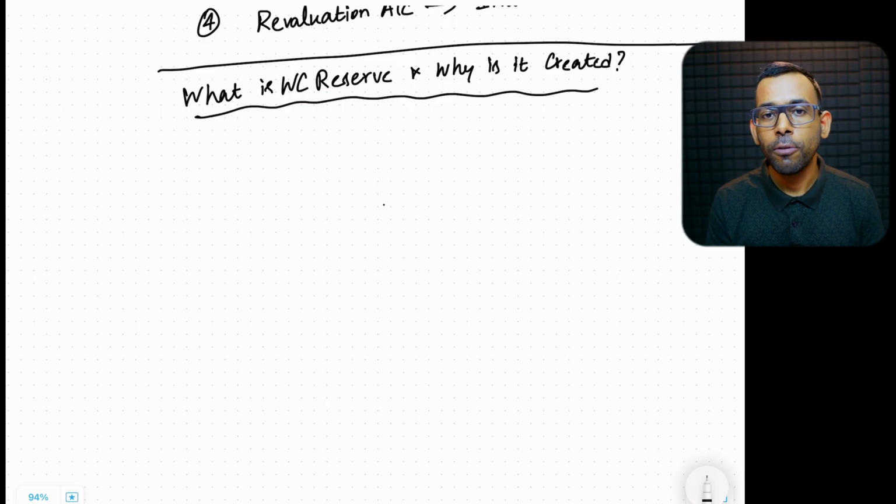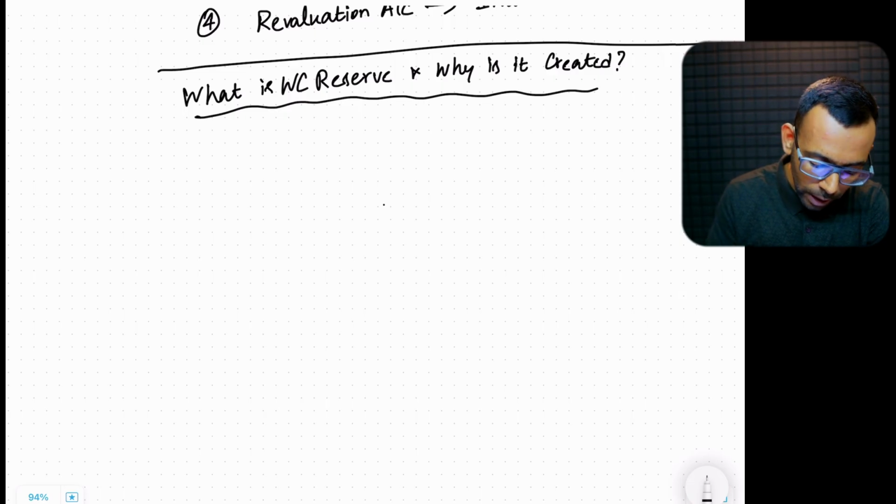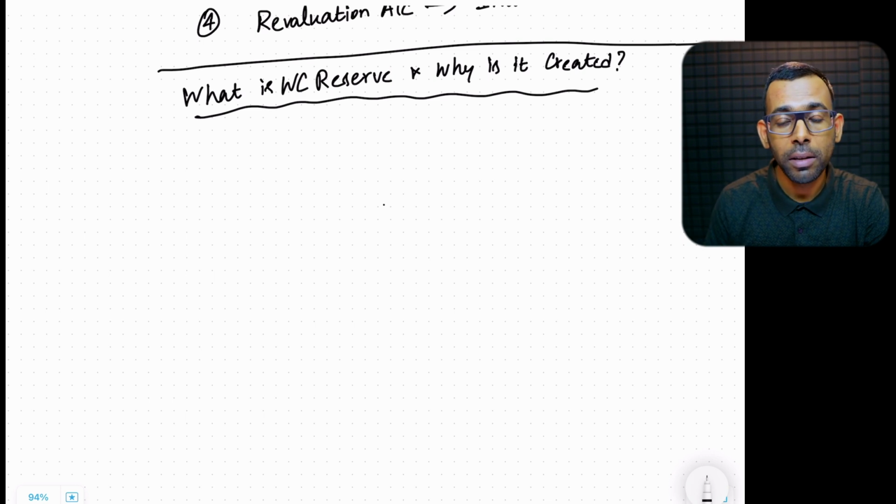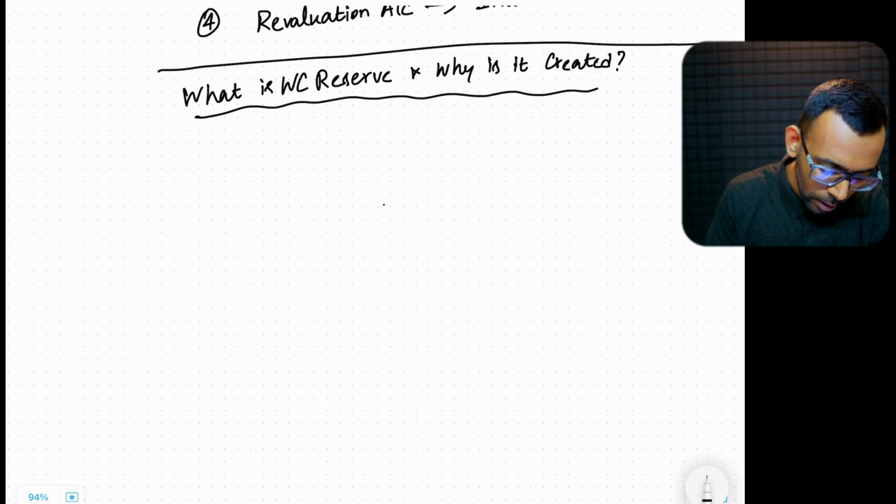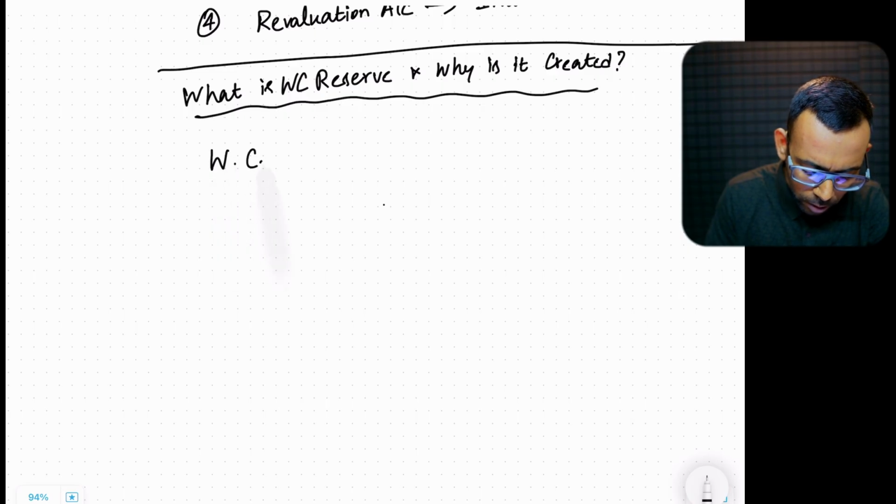So firms foresee such types of situations. It is like taking insurance. We can't say that when we have a problem, that time I will go and take insurance. We don't know when the risk is going to happen. So that's why we take insurance in advance. Therefore, firms create a reserve during their bright years, whenever they have some surplus profits. In their good years, they anticipate the problems that might come in the future and create a reserve well in advance. So that reserve is called the Workmen Compensation Reserve.